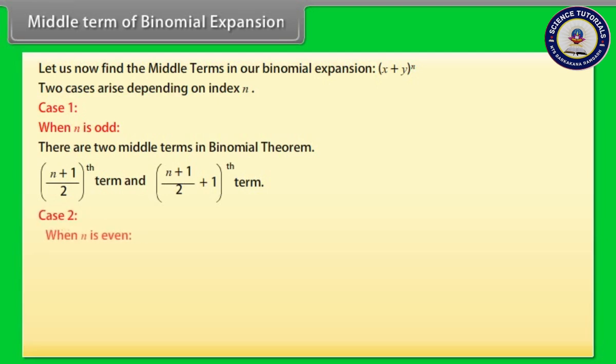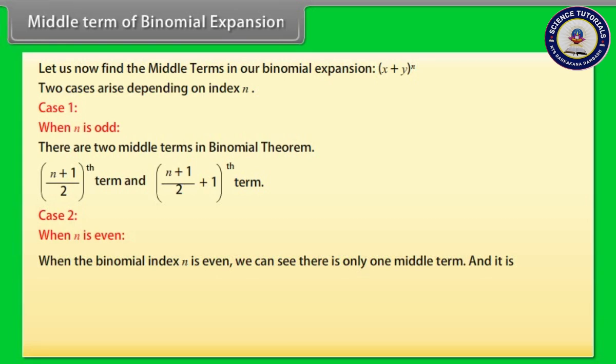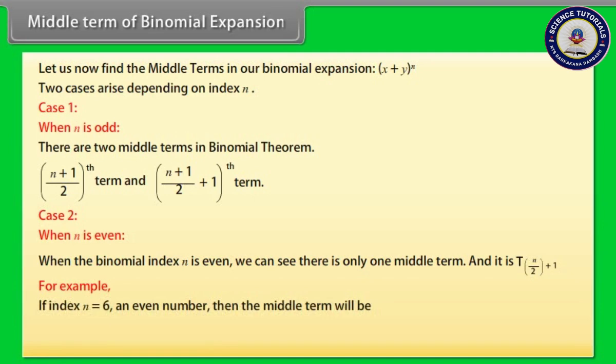Case 2. When n is even. When the binomial index n is even, there is only one middle term, and it is T(n/2 + 1). For example, if index n is equal to 6, an even number, then the middle term will be T(n/2 + 1) is equal to T(6/2 + 1) is equal to T4.